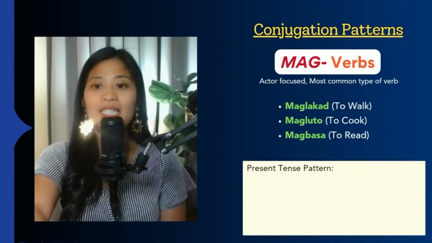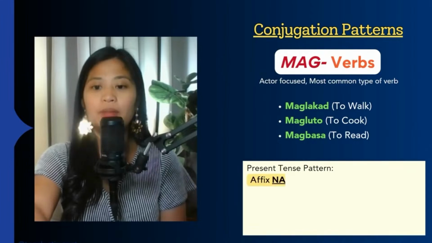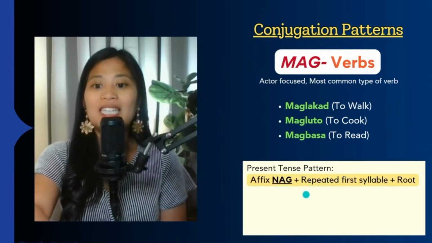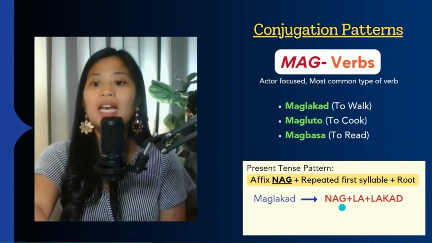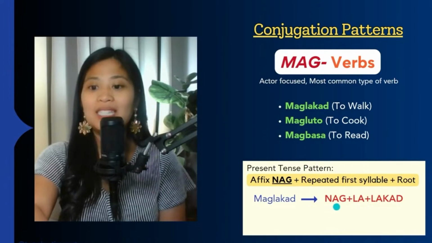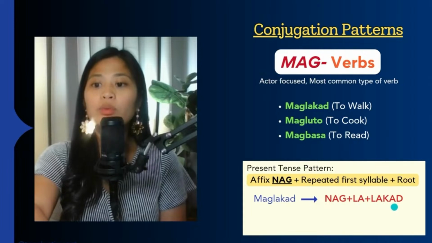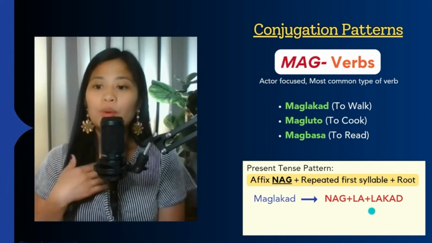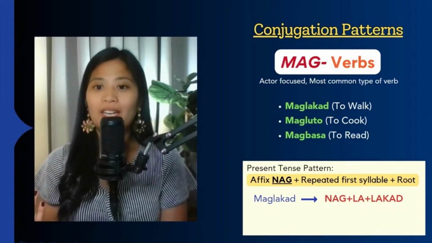Now, in the present tense, if you want to conjugate a mag verb in the present tense, here is the pattern. It's the affix nag, then it's the repeated first syllable, and then it's the root. For example, maglakad becomes naglalakad. Here's the affix nag, then there's a repeated first syllable, and then the root. Naglalakad ako, I am walking. Naglalakad sila, they are walking.